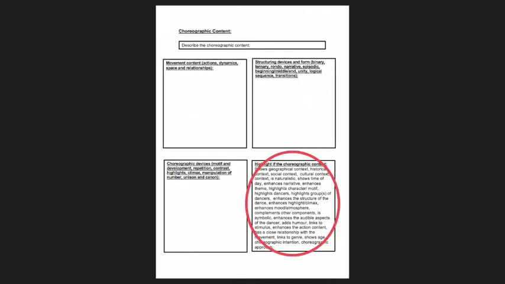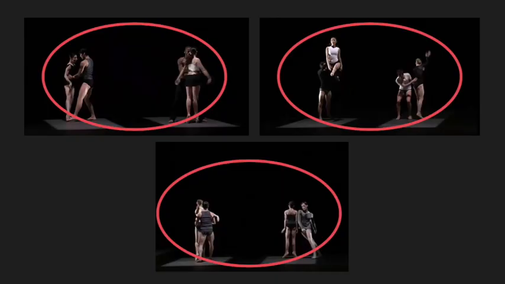Your next task is to highlight if the choreographic content suggests a certain aspect about the piece. For example, you could highlight the phrase enhances highlight or climax, as all 12 dancers are on the stage for the climax with traditional ballet partnering. You have 2 minutes. We are now going to move on and look at the costume of section 4.